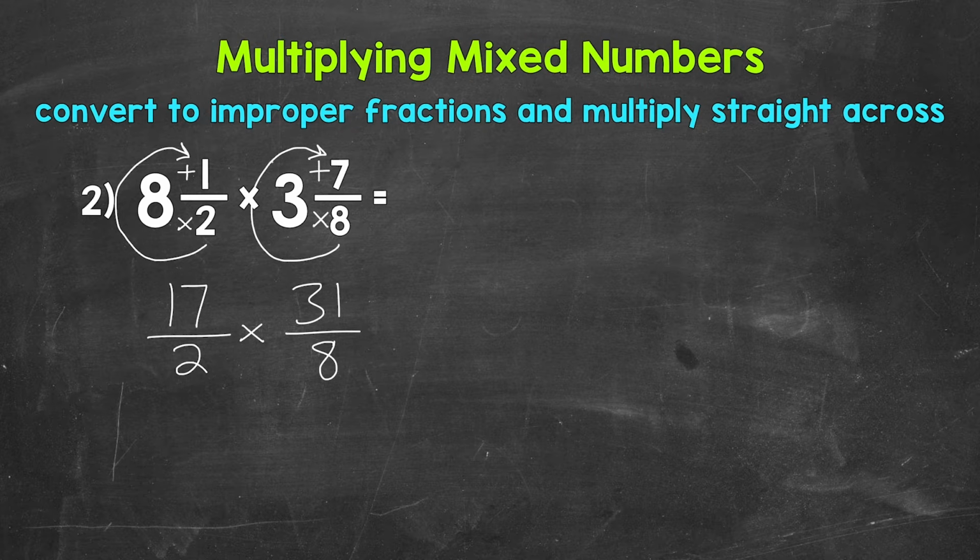Now we can multiply straight across, and we will start with the numerators. So 17 times 31. For number 2, this is going to take a little more work than number 1. I'm not sure what 17 times 31 is, so I'm going to go to the side and write this out and multiply.